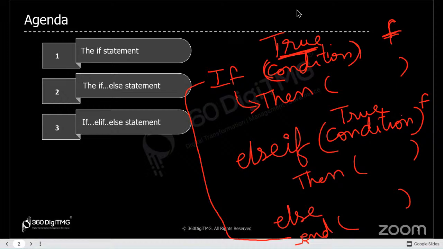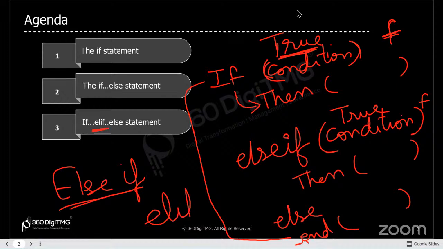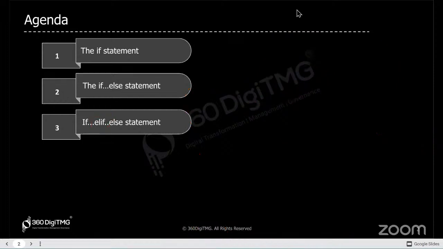Now else if in other tools, in Python we call it ELIF. EL from else and IF is if, of course. The ELIF that you're seeing here is nothing but else if. So we will see this.